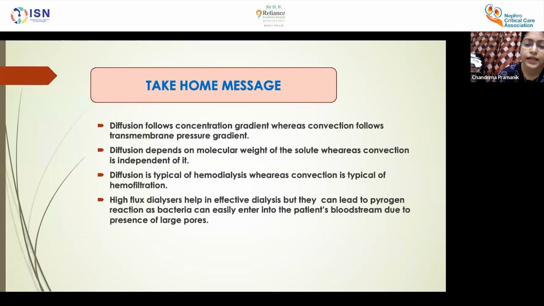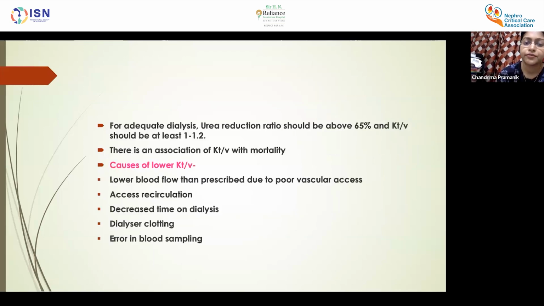Now, high flux dialyzers may help in effective dialysis, but they can lead to some pyrogen reaction, as bacteria can easily enter the patient's bloodstream due to the presence of large molecules, and there may be loss of some important molecules as well. For effective dialysis, urea reduction ratio should be above 65%, and KT by V should be at least 1 to 1.2. And we have found some research which shows an association of KT by V with mortality.